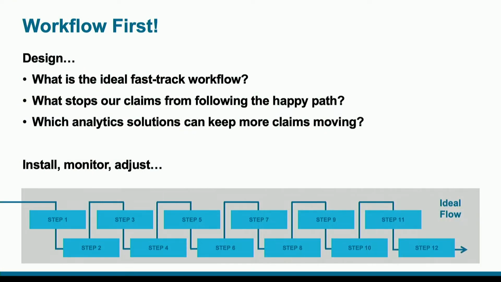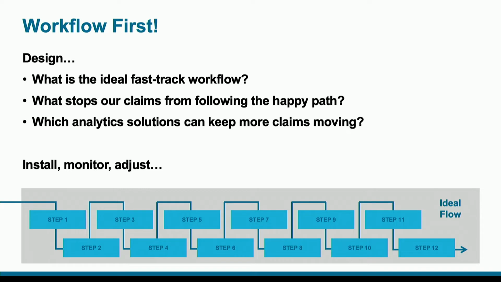And so the point for our purpose in claims is that instead of thinking analytics project first, we want to think workflow first. And to ask questions like these: what is the ideal fast track workflow? How would we do it if we weren't hamstrung by all our past limitations and assumptions? We trusted every step of the way to be done right. What stops our claims from following the happy path? Where do we lack that trust that we can make a payment without too much indemnity leakage, that we can know whether a car needs to be repaired or salvaged, and et cetera?